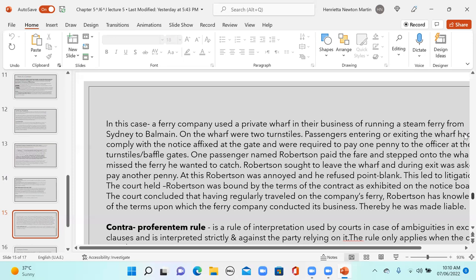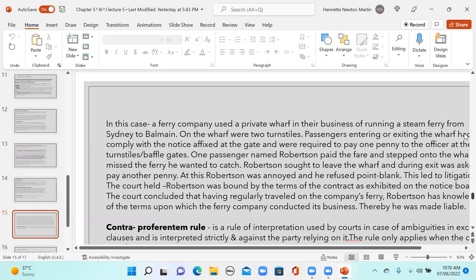Because I've already missed the ferry. Then the matter went up to the court. This led to a litigation. The court held that this passenger Robinson was used to, or it was normal for him, to travel by the ferry using this particular wharf.